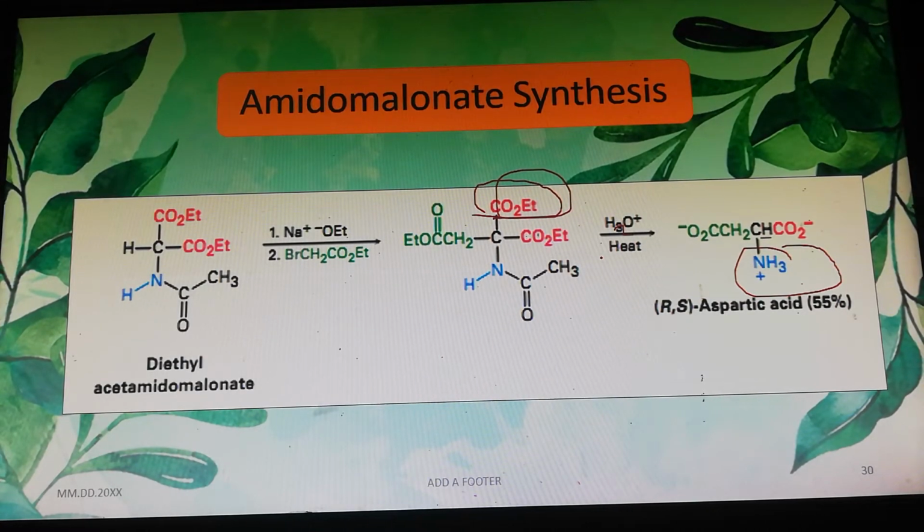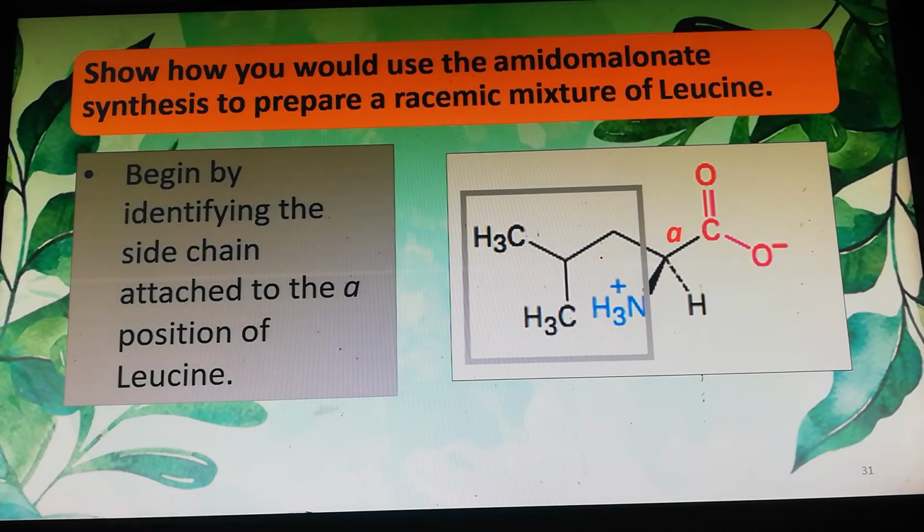So how do we do this? How do we do it if the given is an amino acid? Show how you would use the amidomalonate synthesis to prepare a racemic mixture of leucine. Racemic means 50-50. Let's begin by identifying the side chain attached to the alpha position of leucine. Where is our alpha carbon? This is it. So its side chain would be this one.